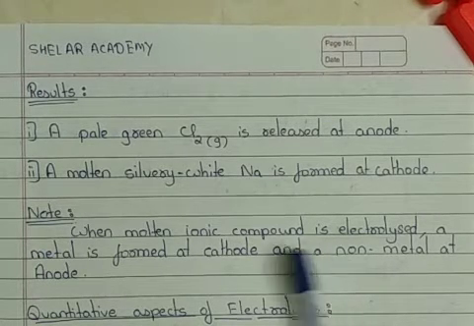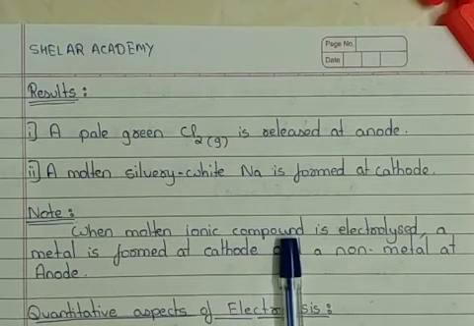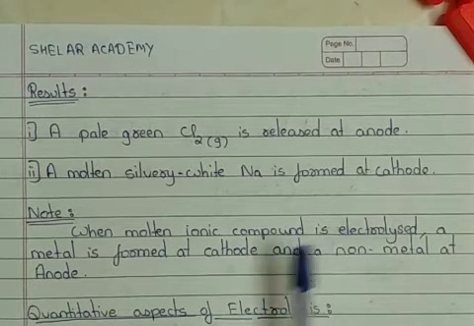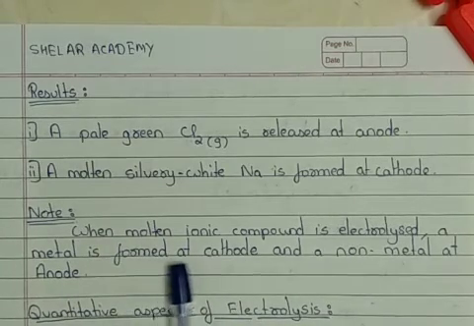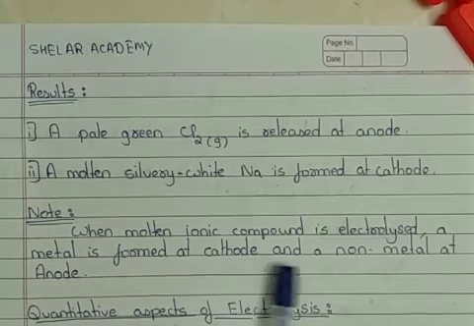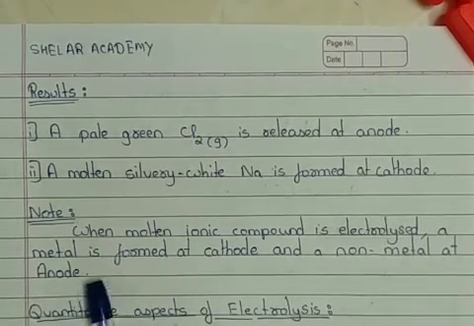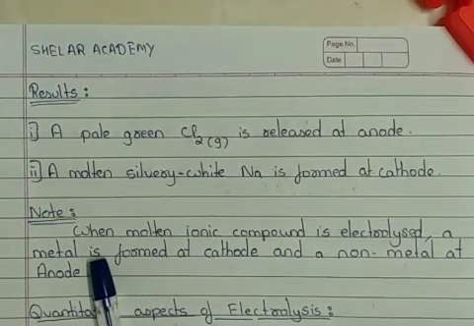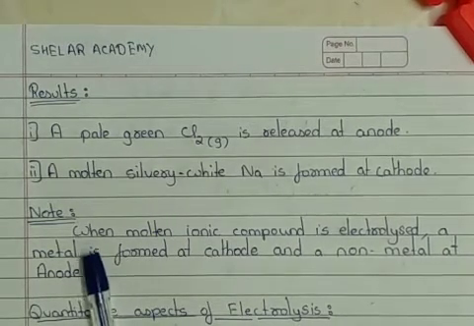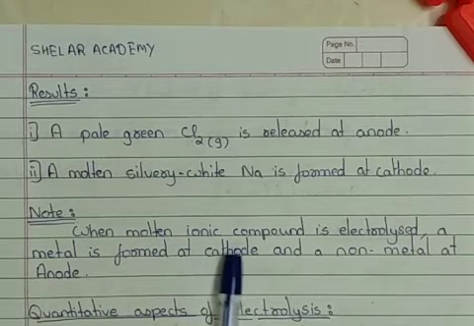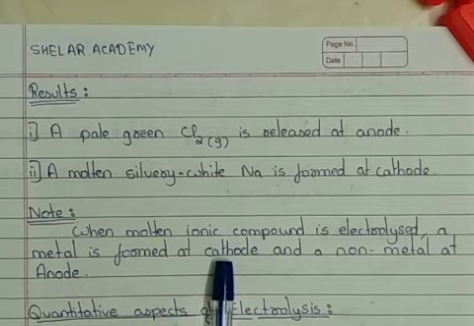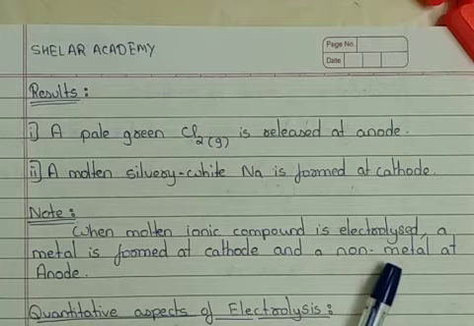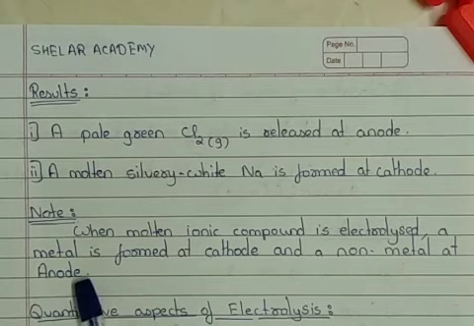So during the electrolysis of any ionic compound, always remember the result will be such that a metal is always formed at the cathode and a non-metal is always formed at the anode. Why so? Because metals always form cations, so they go and get liberated at the cathode. Similarly, non-metals always form anions, and they go and get liberated at the anode.